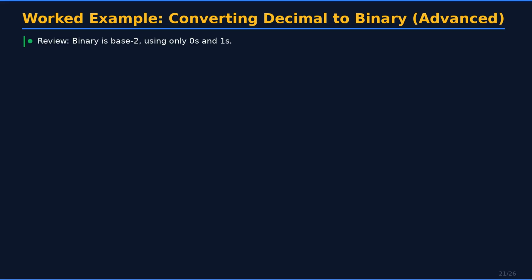Binary addition is surprisingly simple, but you must remember the carry mechanism. It works exactly like decimal addition, but the base is 2. When we add 1 plus 1, the result is 2, but since we are in base 2, 2 is written as 10. So, we write down a 0 and carry a 1 to the next column.